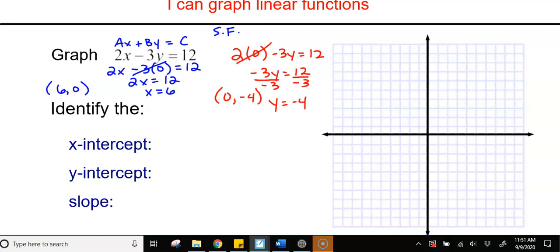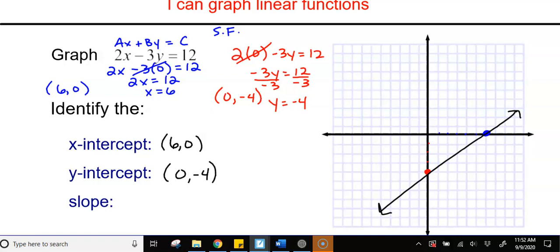So now we can go over to our graph. 6, 0 is our first point. So we want to go over 1, 2, 3, 4, 5, 6. And then our y-intercept is down 4. And then you just want to be as neat as you can. Draw a straight line through those 2 points with arrows on both ends. Okay, so if we are identifying the x-intercept, we kind of already did the work for that up above, but our x-intercept would be at 6, 0. Our y-intercept is at 0, -4.